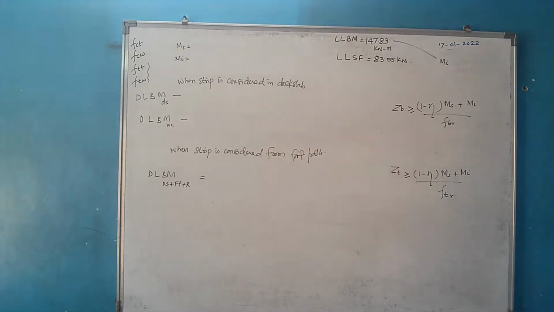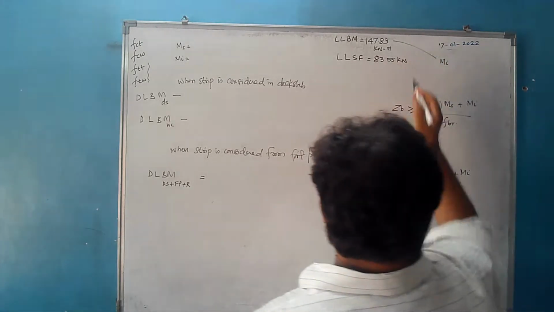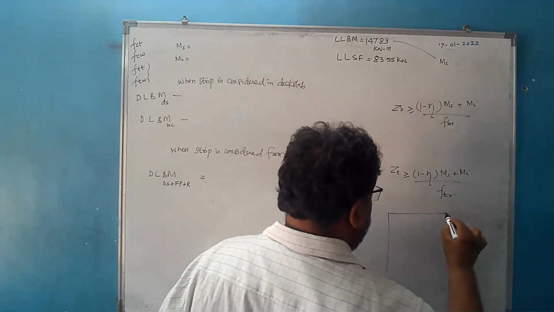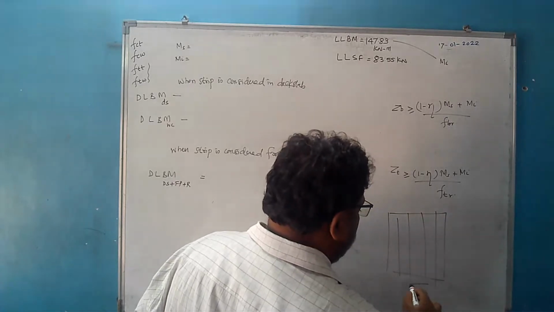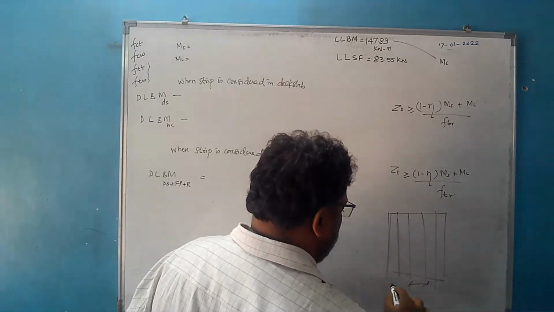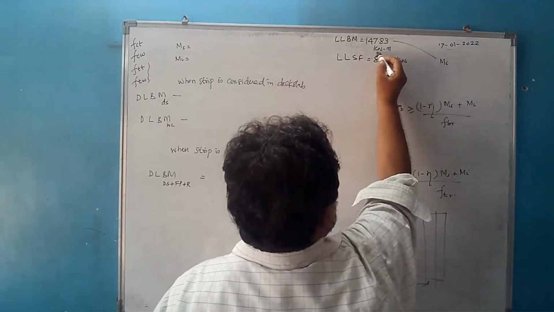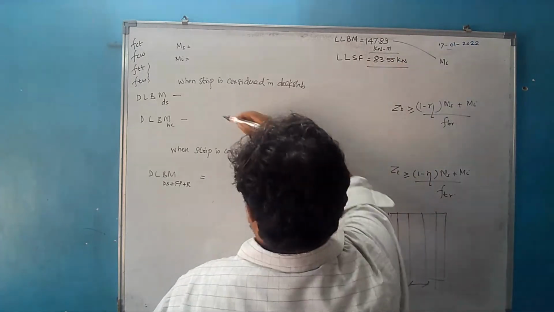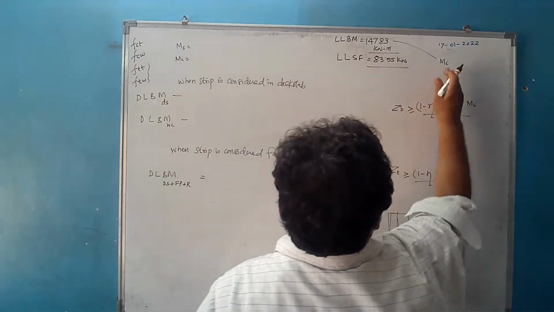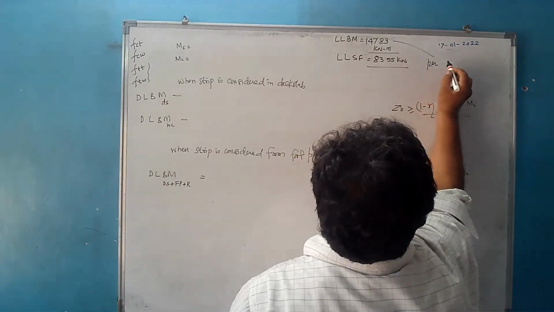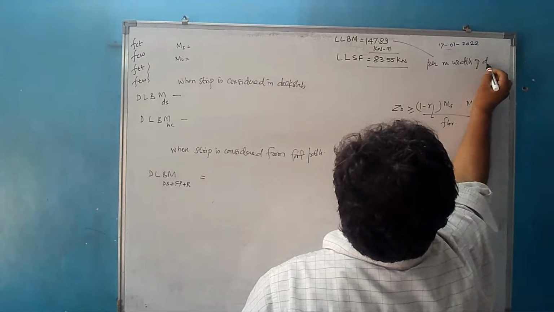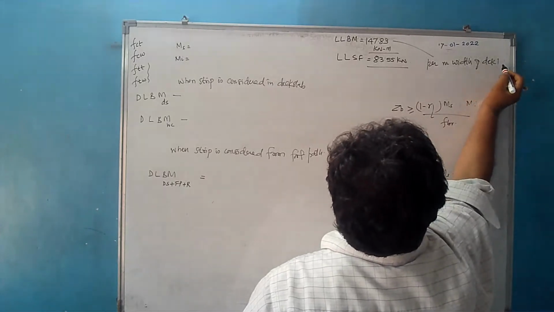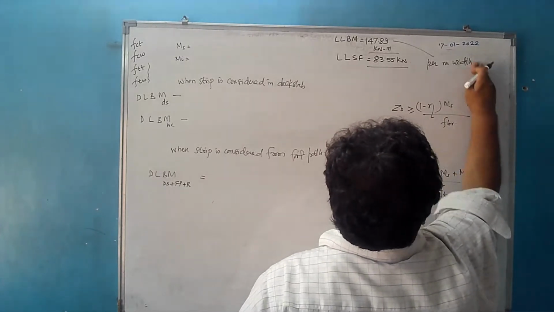Whatever these moments are, this is the bending moment per meter width. Because whatever we have solved, we have solved for a 1 meter wide slab. It means that whatever this bending moment or shear force, all these are per meter width of deck slab. हमने deck slab का 1 मीटर width लिया है, ये per meter width of slab.